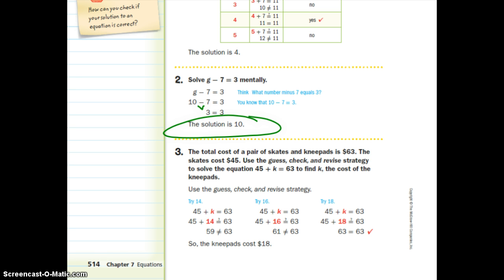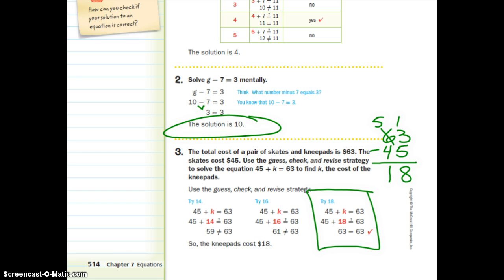All right, the next one, the total cost of a pair of skates and knee pads is $63. The skates cost $45. Using guess and check with the equation 45 plus k equals 63. Well, again, if I logically think about it, I don't really need to use guess and check. I can just set up a subtraction problem and get an answer. So 13 minus 5 is 8, 5 minus 4 is 1. So I know, in fact, that the cost of the knee pads is $18 based on the fact that when I thought about it, I knew it was a subtraction problem. Turn the page.